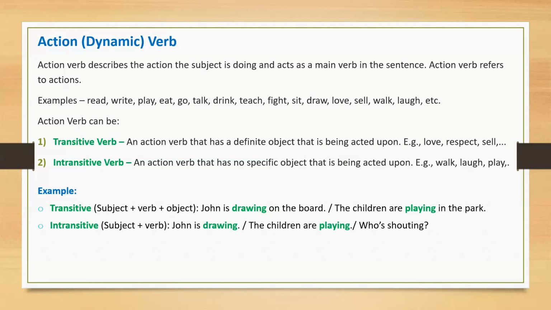Syntax to form sentences using an intransitive verb: subject plus verb. Object is not mandatory. Take into account the following sentences with intransitive verbs. John is drawing. In this sentence, main verb drawing is used and no object is specified. Similarly, children are playing. Who is shouting? Action verbs can be used in all verb forms.